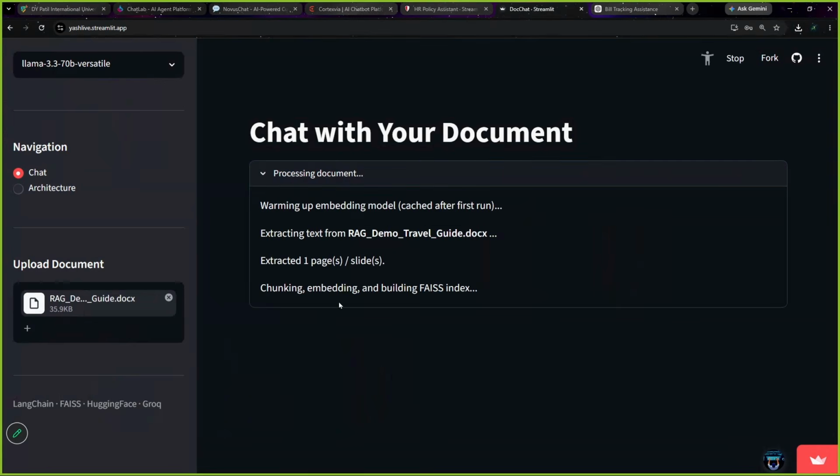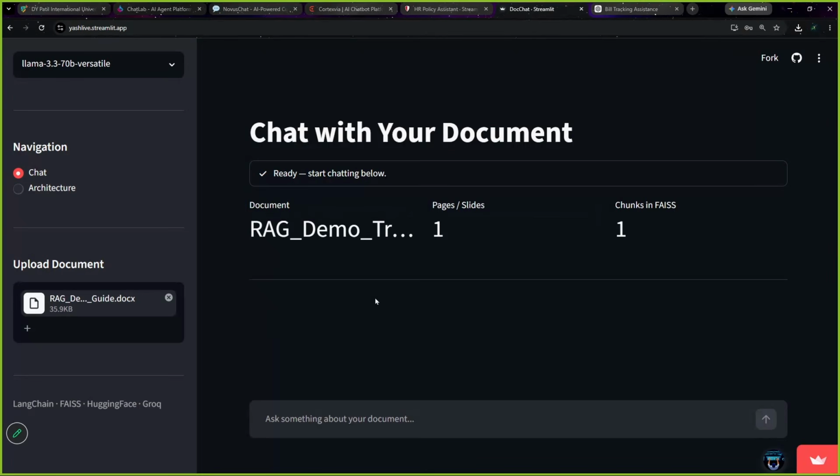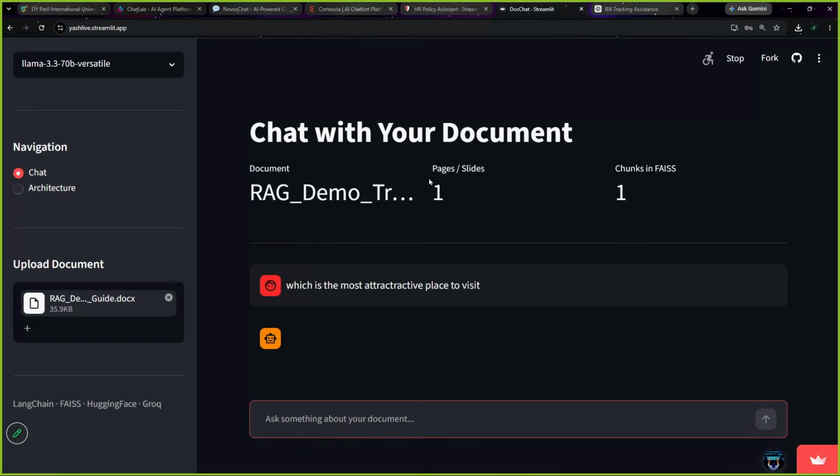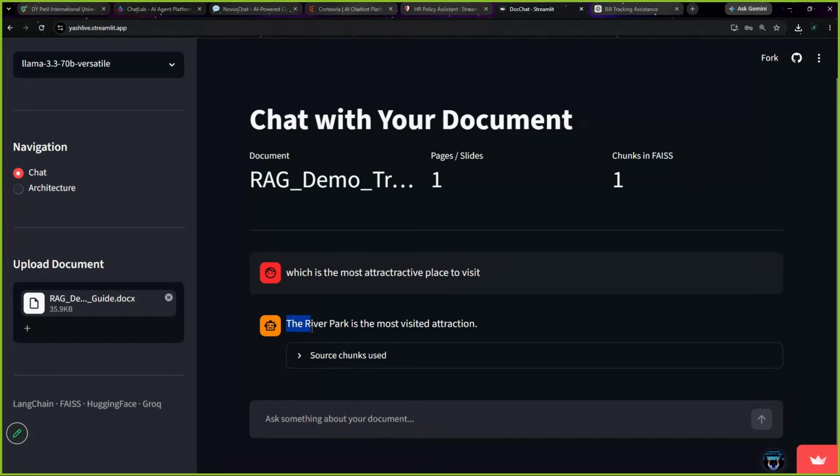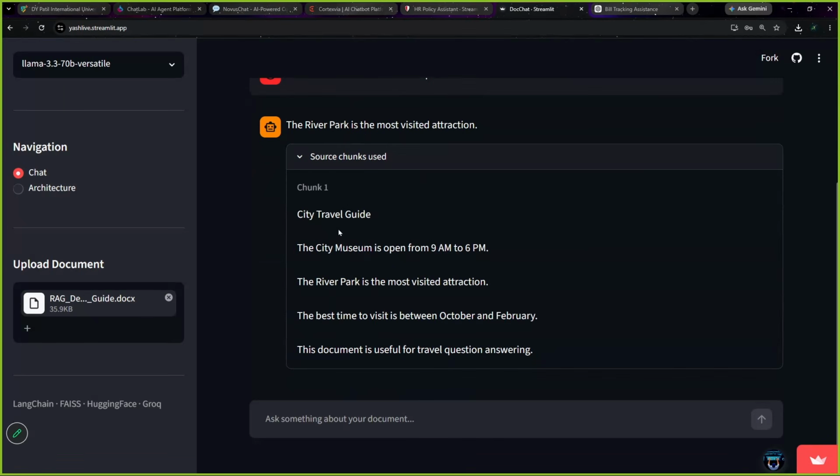And the moment I upload a document, information is extracted from this document and I can simply ask a question. Which is the most attractive place to visit? Let us check what kind of reply we get. The reply we have got is the river park is the most visited attraction. Now, on what basis did we get this information? We got this information from our travel guide document.